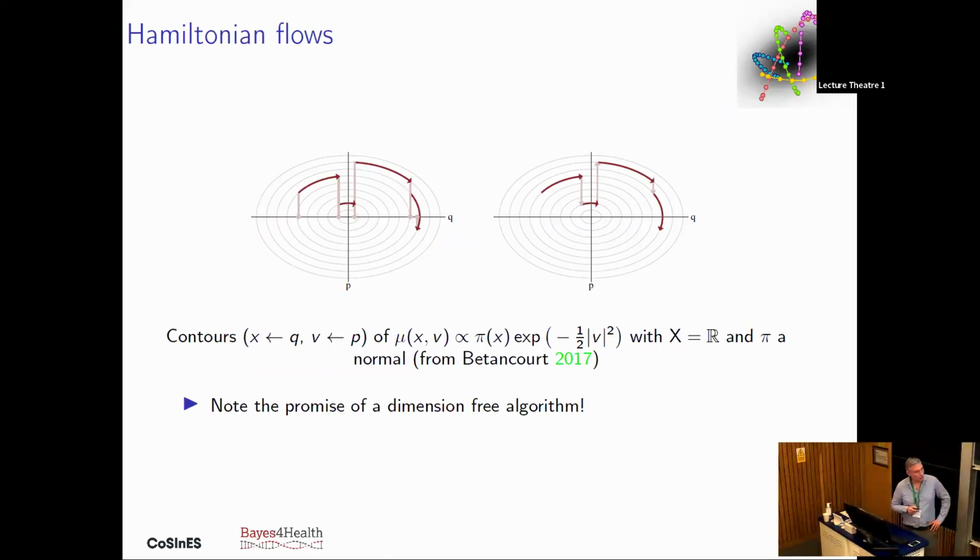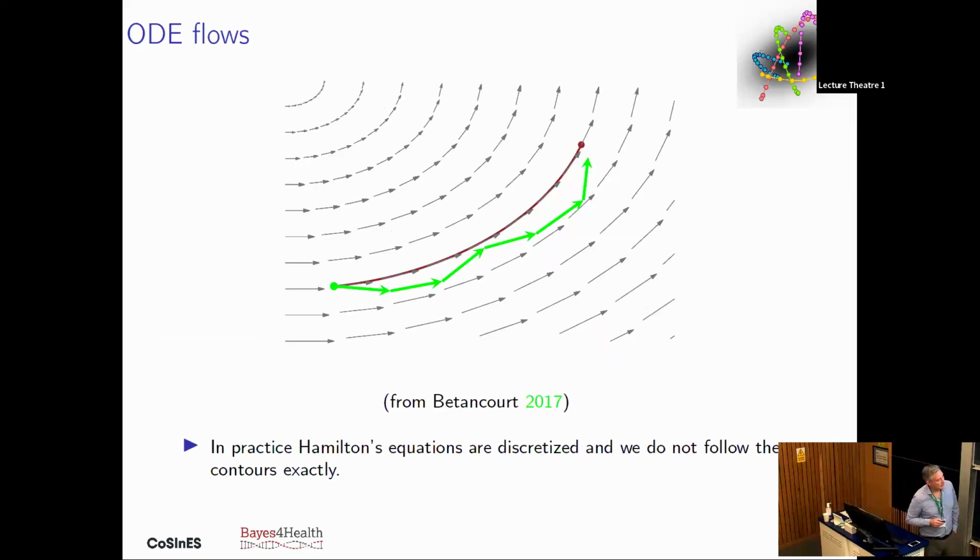Here is a picture from a nice paper. The notation is a bit different. This is X, this is V, and the problem is one-dimensional: X is one-dimensional, V as well. That defines the joint distribution mu. You see that this is what an ideal algorithm would do: you just follow the contours of that distribution. And of course, you're only interested in what's going on on the X axis.